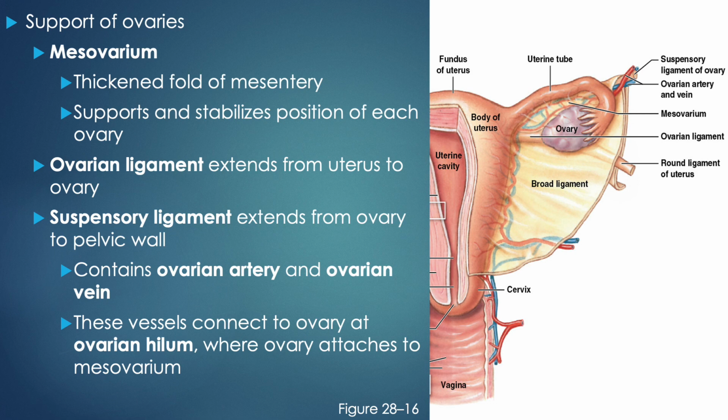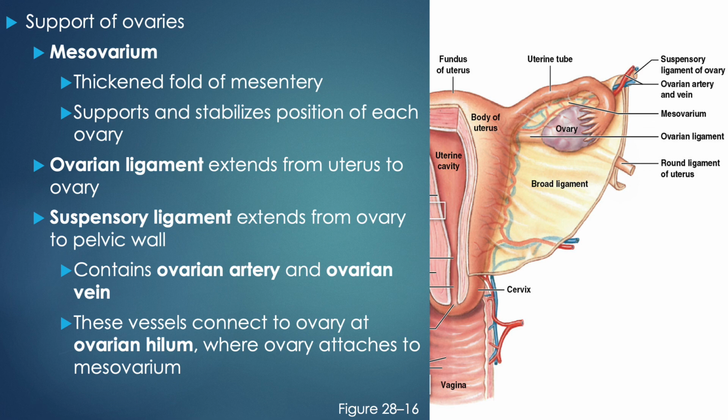There's also the ovarian ligament, and you can see in the image here that the ovarian ligament stretches from the ovary itself to the body of the uterus. And then there's the suspensory ligament, which sort of dangles from the ovary to the pelvic wall. And this contains the ovarian artery and the ovarian vein. As you can imagine, the suspensory ligament needs to stay in place. If it were to become cramped or bent, it could cause a lack of blood supply to the ovary.